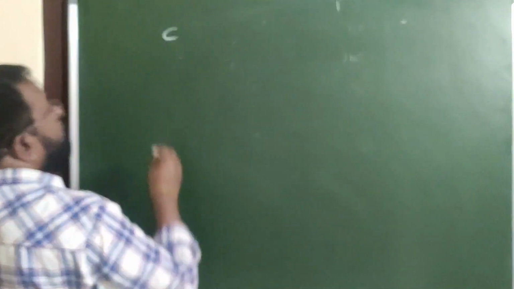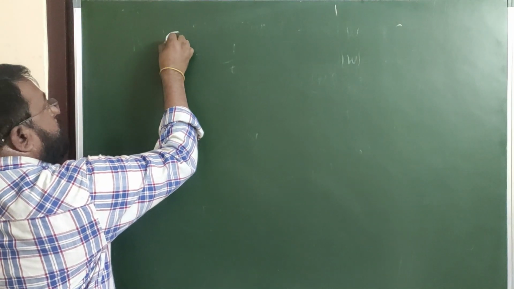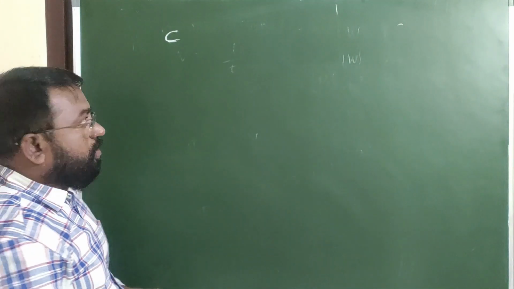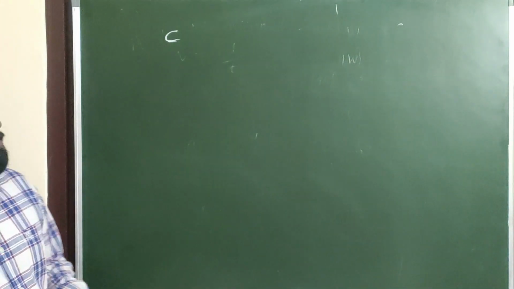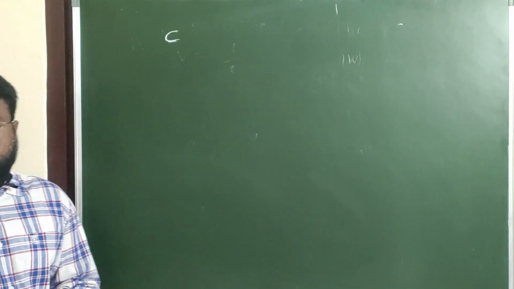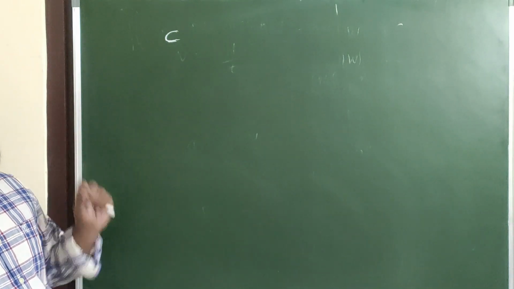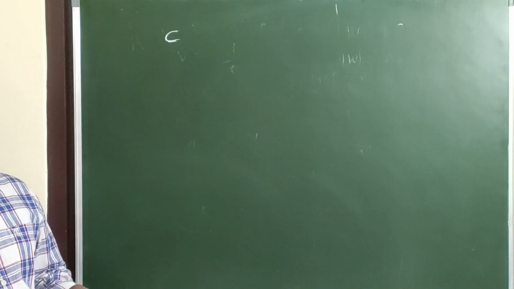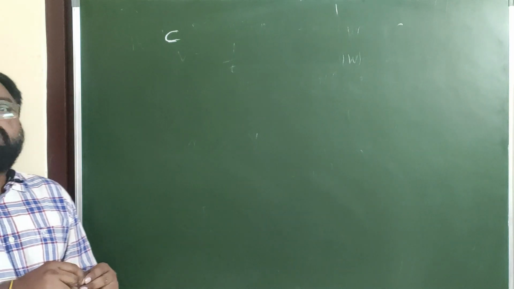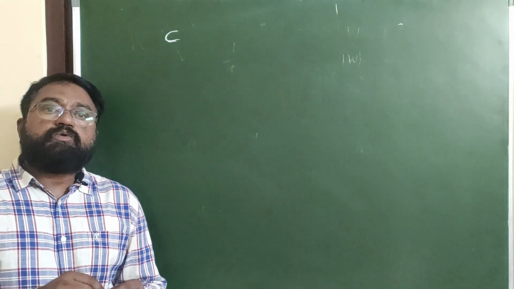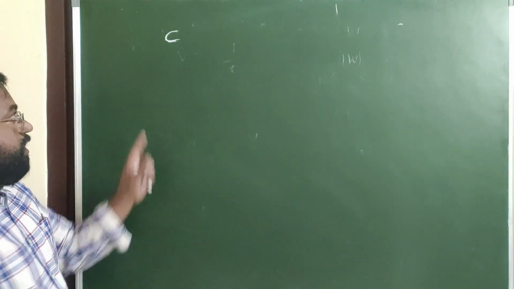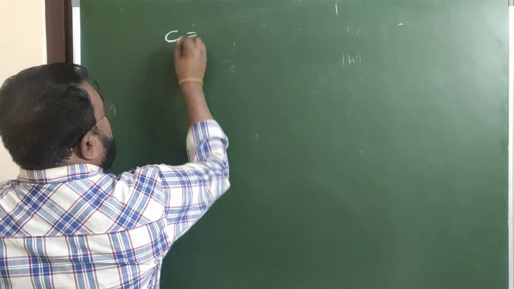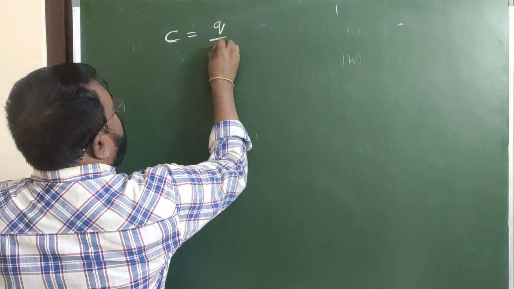capacity. C is the capacity. What is its dimensional formula? While deriving the dimensional formula, first we have to know the formula for capacity. That formula we have to convert into mechanical physical quantities. For example, capacity C is equal to charge by potential.